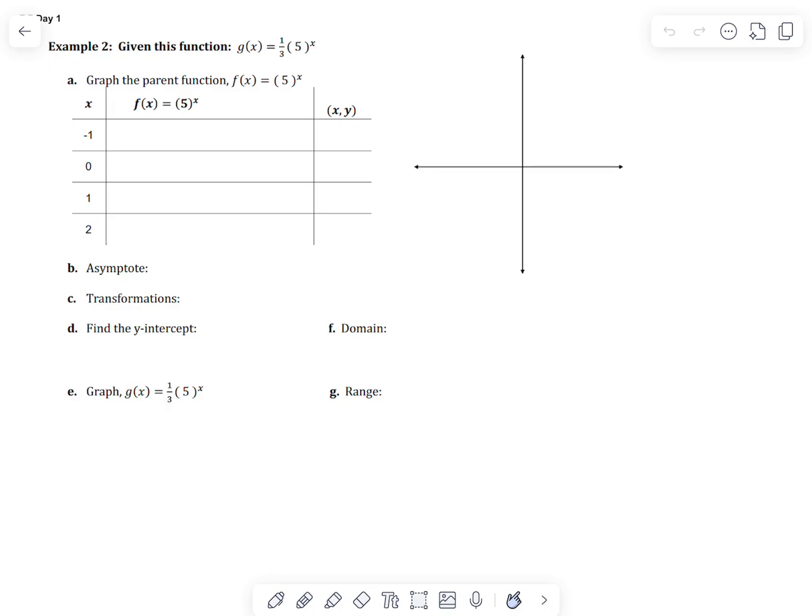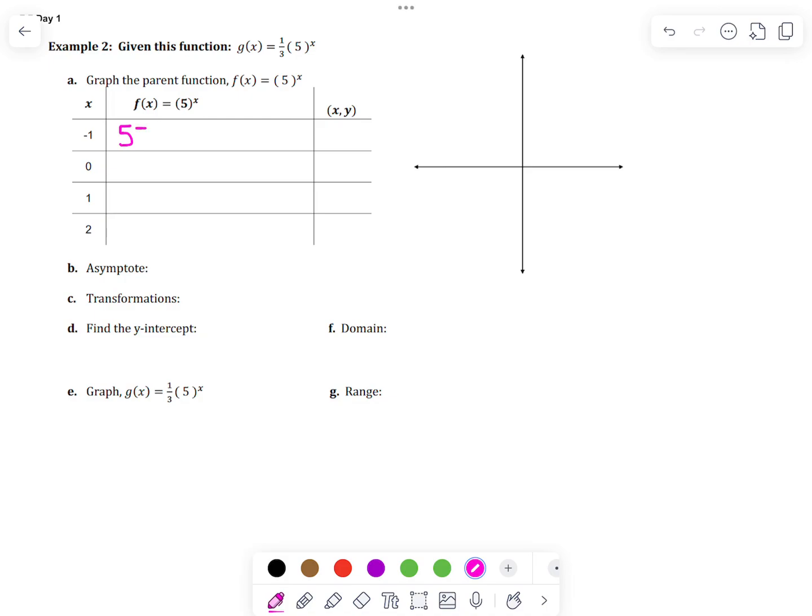Here's a second example on graphing an exponential function. So we have the g of x, which is the child function, and it's 1/3 times 5 raised to the x power. So the parent function is a base of 5 raised to the x. So let's just go ahead and find those ordered pairs first. We evaluate the function for -1, 0, 1, and 2.